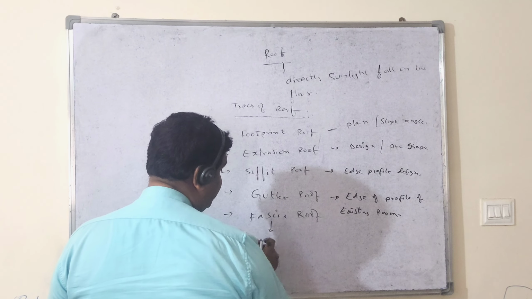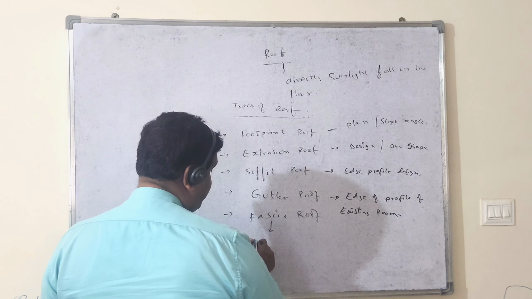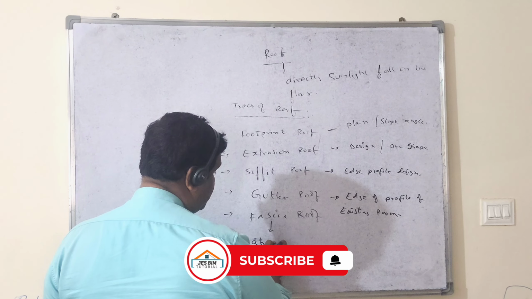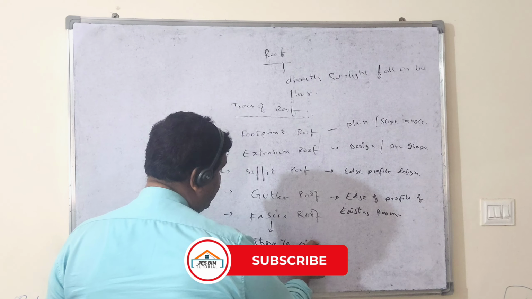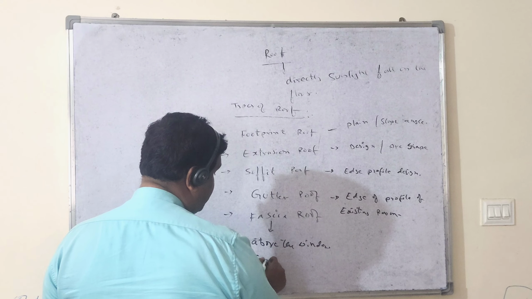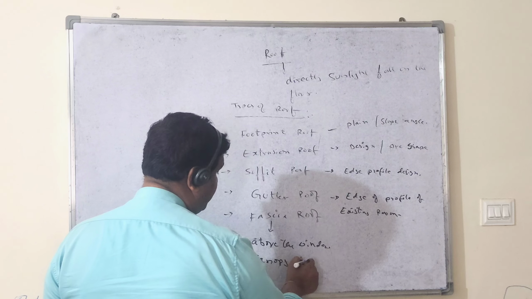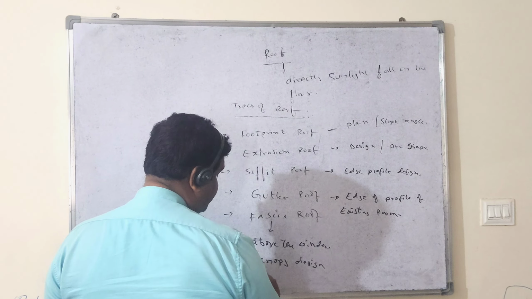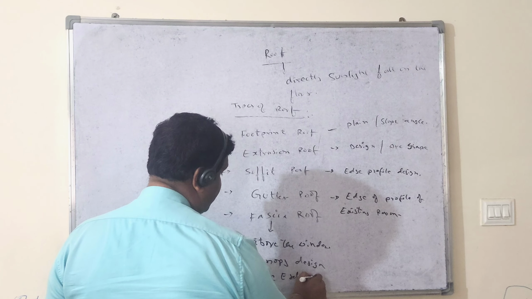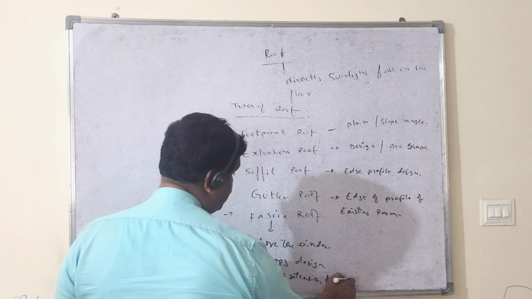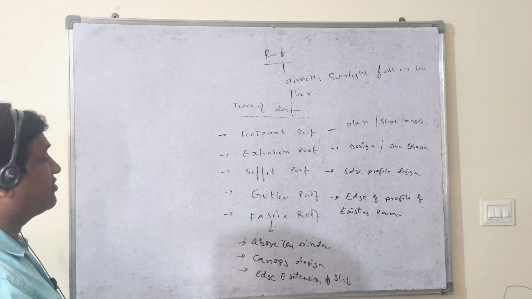And here the fascia roof means this roof we are going to place above the window, where the window will be. In that area we are going to place this roof, or some of the canopy design we will also do using this fascia roof, or some of the edges of the extension slab. Some of the edges of the slab are going to be extended. So at that time this fascia type of roof is also going to be placed.